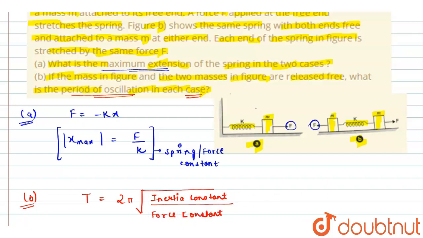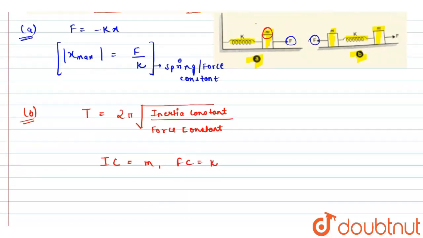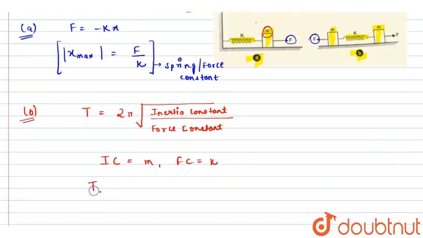So now for figure A, the inertia constant, or let's say IC, is equal to the mass of the block, that is M. Further the force constant is K only, hence we can write the time period for figure A, let it be T1, as 2 pi under the root M by K, right?